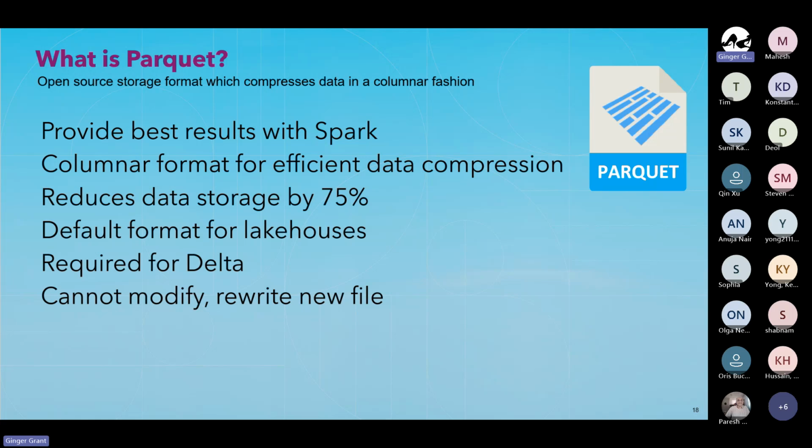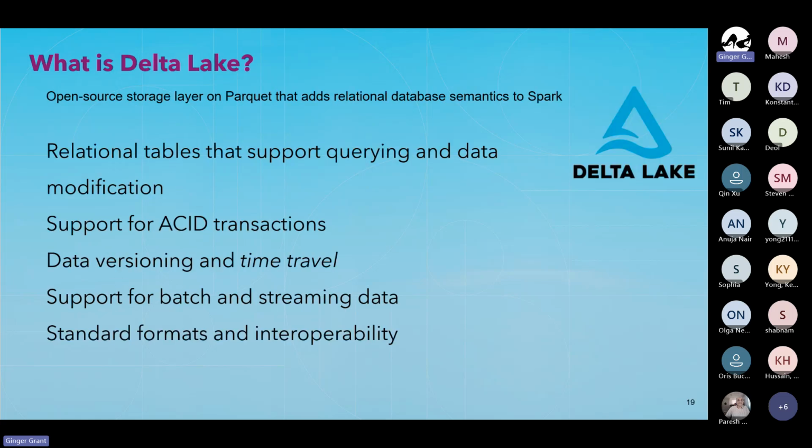So what is, again, Delta? Delta is basically a layer on top of Parquet, and it adds relational database properties to Spark. So if you have Delta, then you get relational tables that support querying and data modification. You get support for classic ACID transactions. You get data versioning and time travel. Time travel just means it's got a log, and you can use the log. It has support for both batch and streaming, and it's got standard formats and interoperability.